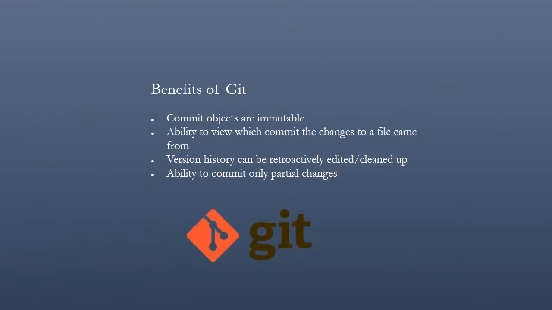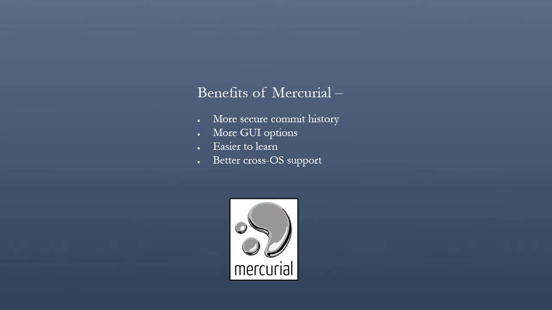The choice to use Git or Mercurial depends on your needs. Here are the benefits of Git. You can commit objects that are immutable, the ability to view which commit the changes to a file came from, version history can be retroactively edited or cleaned up, and the ability to commit only partial changes. And the benefits of Mercurial: more secure commit history, more GUI options, easier to learn, better cross-operating system support.